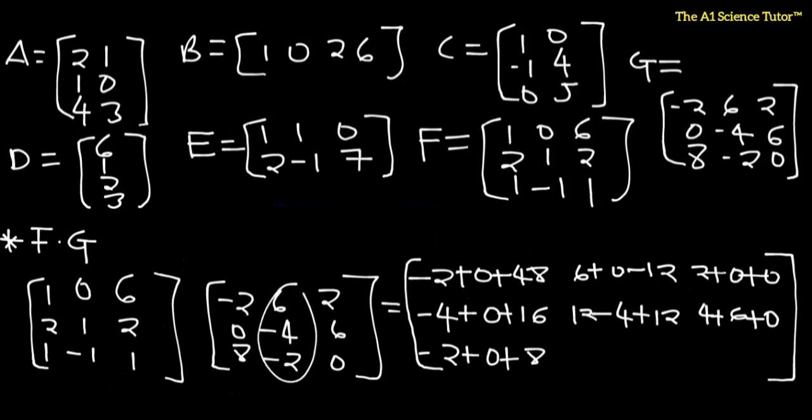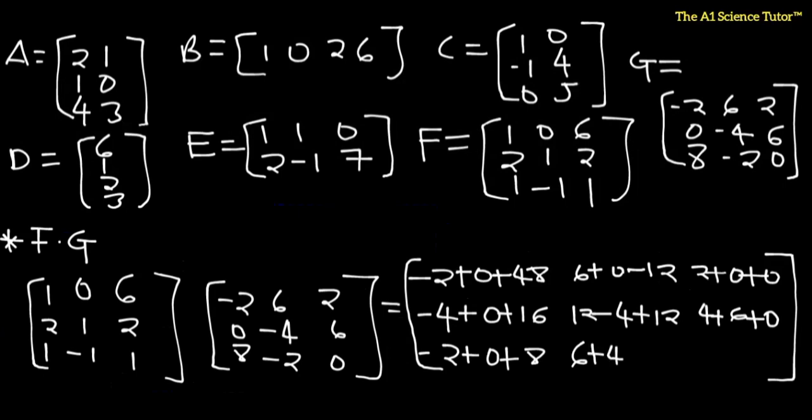Now we go to the second column, which is going to be 6, minus 4 and minus 2. So this is 1 multiplied by positive 6. That is going to give us a positive 6. And then we have negative 1 multiplied by negative 4, which gives us a positive.